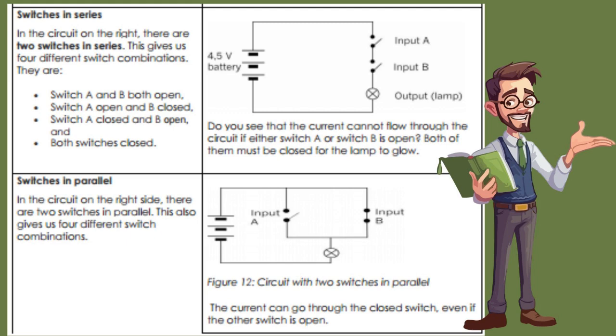Switches in parallel. In the circuit on the right side, there are two switches in parallel. This also gives us 4 different switch combinations. Figure 12, circuit with two switches in parallel. The current can go through the closed switch even if the other switch is open.